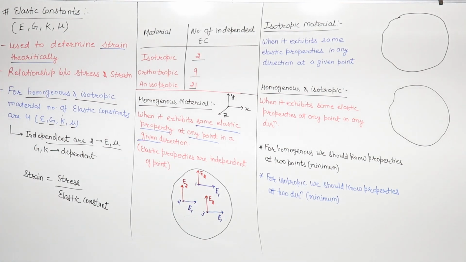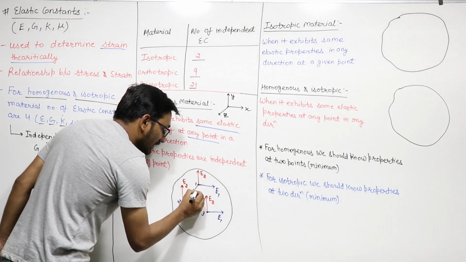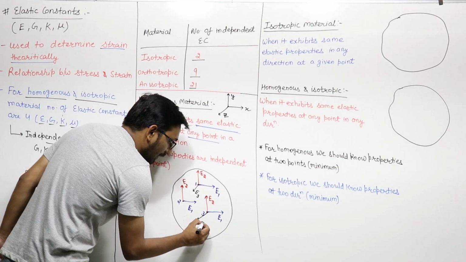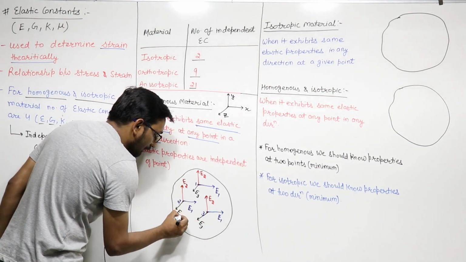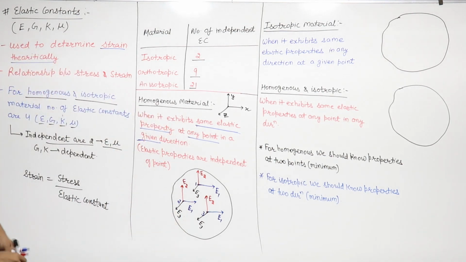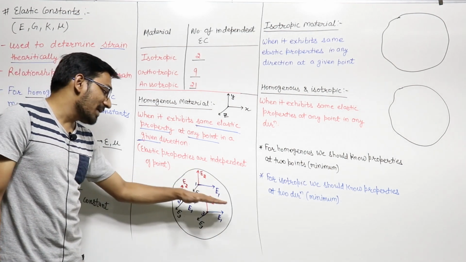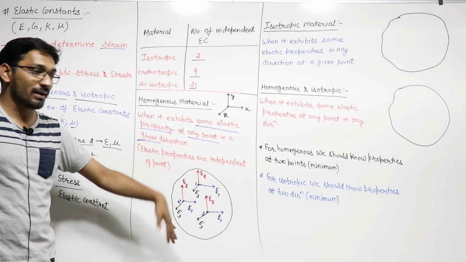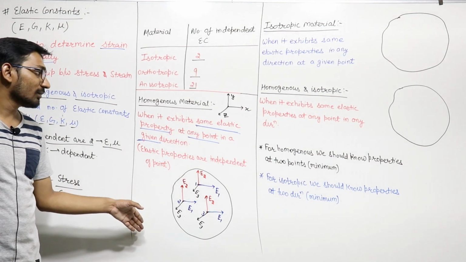At any other direction, let us say in z direction, if the property is E3, so at all the points the value of property in z direction is E3. Right? So we can say that this is a homogeneous material. It exhibits same elastic properties in a given direction at any point. So this is the meaning of homogeneous material.